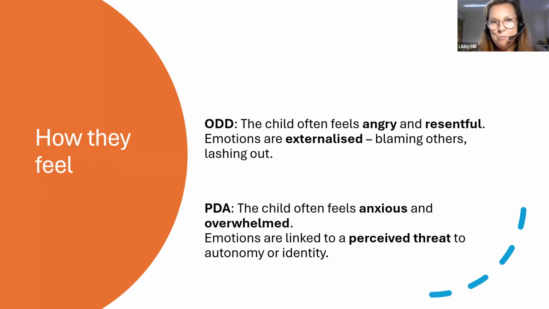How they feel is really important. With ODD, the child often feels angry or resentful, and their emotions are externalized, so they will blame others, they will lash out. With PDA, the child often feels anxious and overwhelmed, and their emotions are linked to a perceived threat to autonomy or identity.